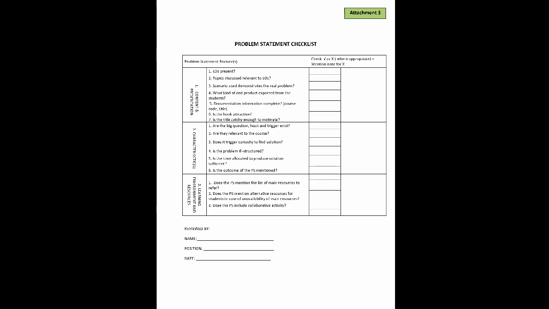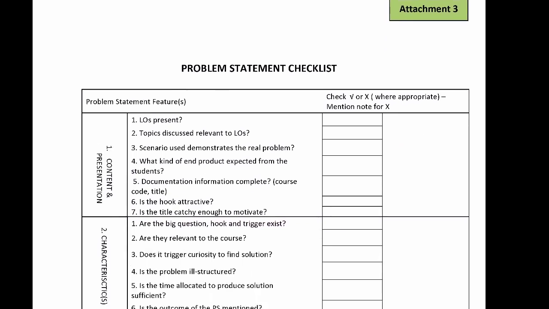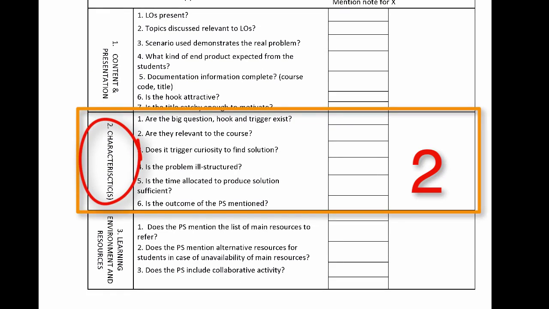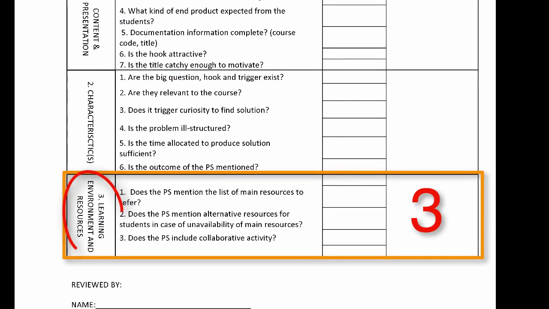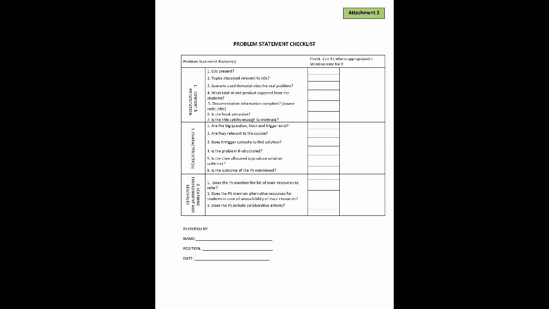Here is the checklist. The checklist is divided into 3 parts. 1. Content and presentation. 2. Characteristics. 3. Learning environment and resources. Read through the checklist before you begin with steps number 3 and 4.